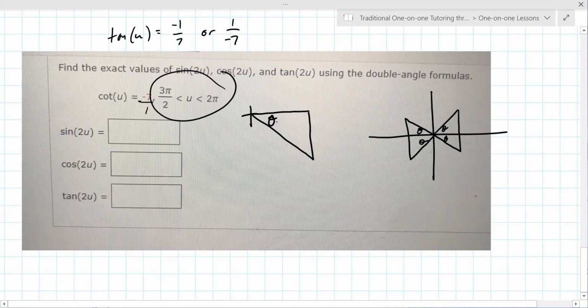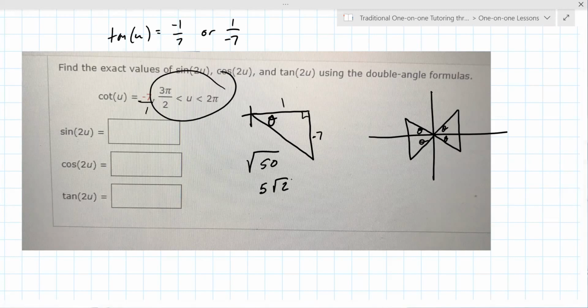Tangent is opposite over adjacent. So opposite 7, 1. Which one has to be negative? This one here. You got to find the hypotenuse most of the time. That's -7 squared plus 1 squared. So that's 50. 50 reduces to 5 root 2. So you always have to find the hypotenuse. Okay.